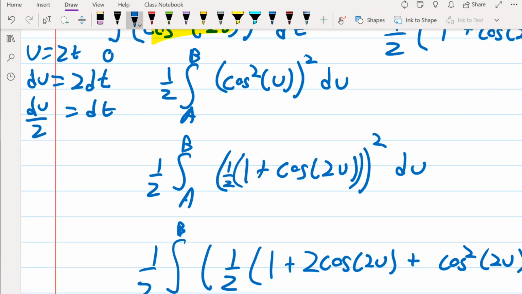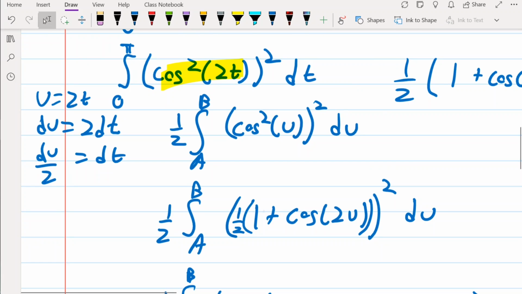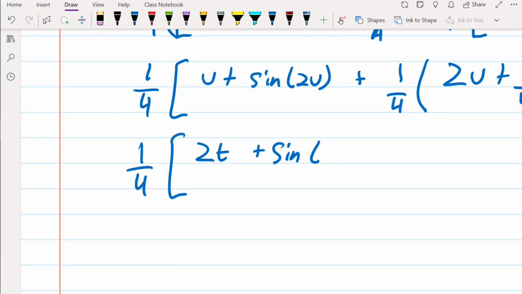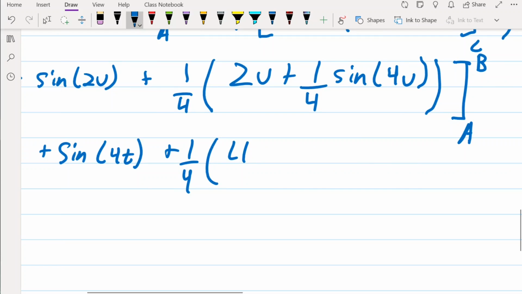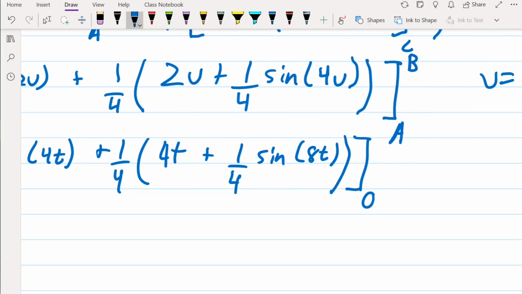Now we can finally go and substitute in the u, which I believe u equaled 2t. So 1/4 of 2t plus the sine of 4t plus 1 over 4 times 4t plus 1 over 4 of the sine of 8t. All of this evaluated from 0 to pi. I think it's 0 to pi, right? Yes, 0 to pi.